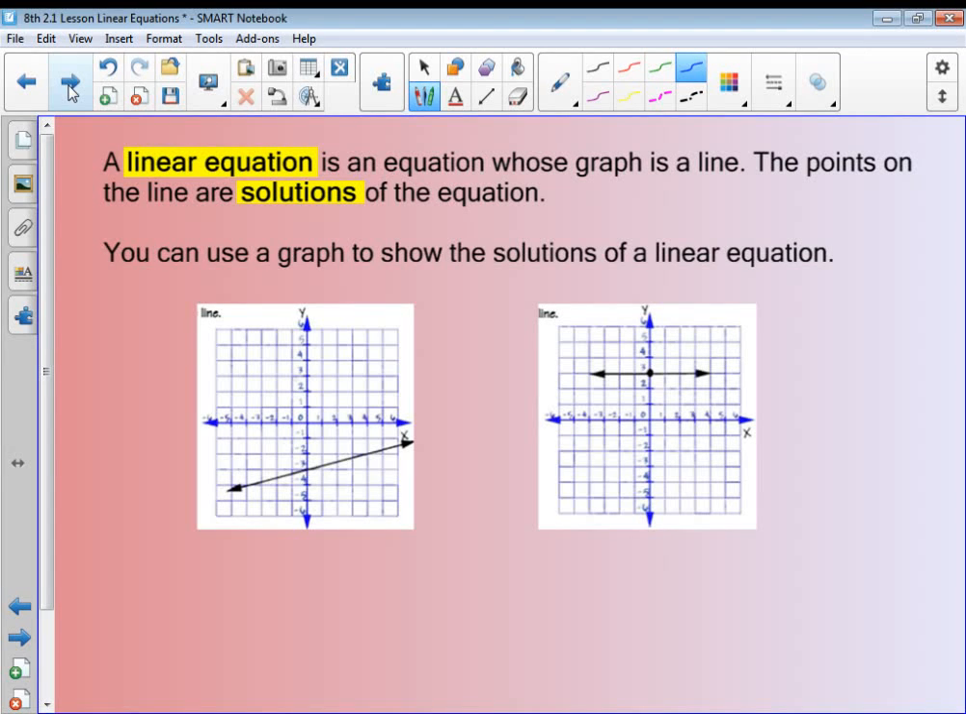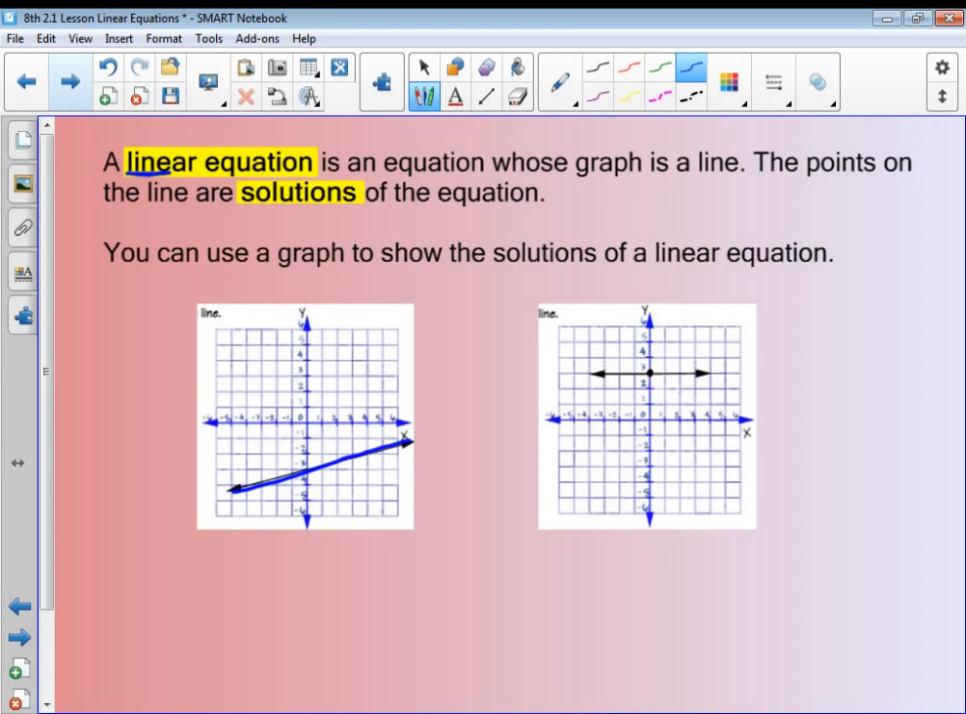We're going to be working with what they call linear equations. Now, the key thing to remember on this is that linear has the word line in it. And linear equations are going to be equations whose graphs, when the equation is graphed out, create a straight line. So in other words, these are two examples of linear equations where we've got a straight line here.